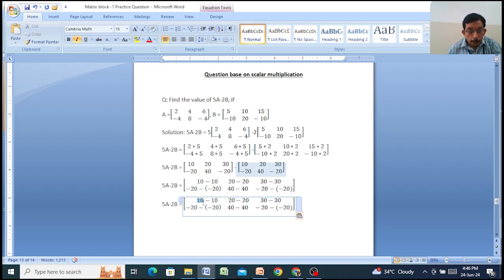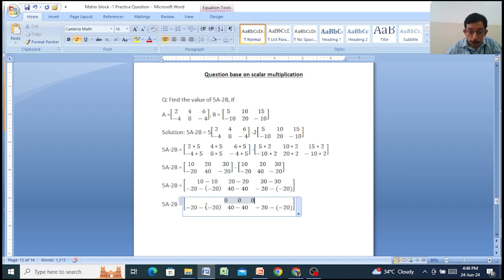10 minus 10, the answer is 0. Put down 0 in the same position. 20 minus 20, the answer is 0. Put down 0 in the same position. 30 minus 30 is 0. Put down 0 in the same position.